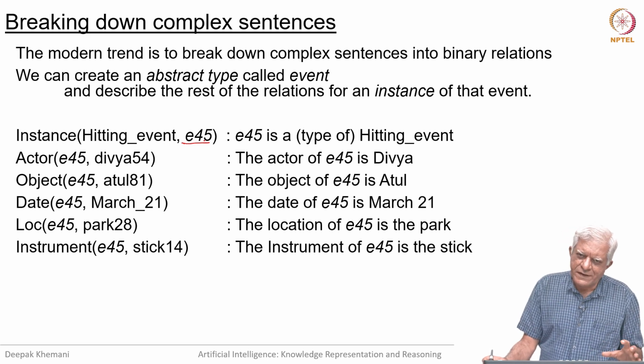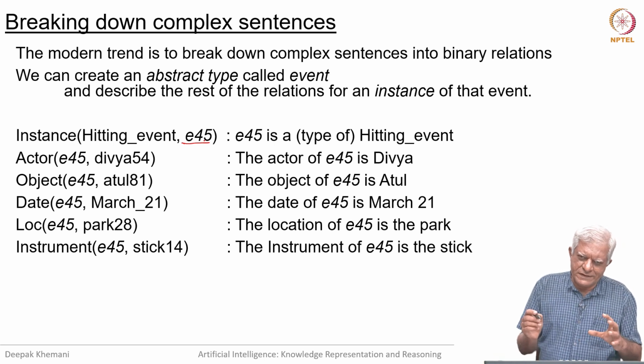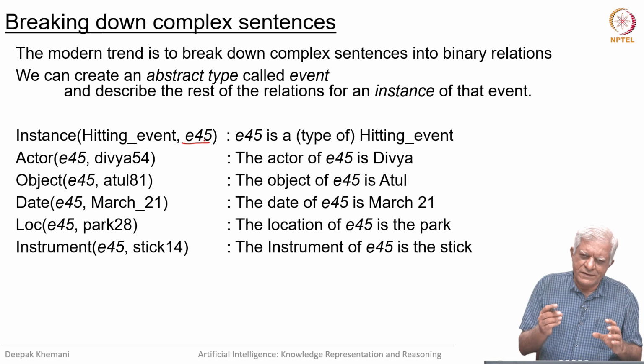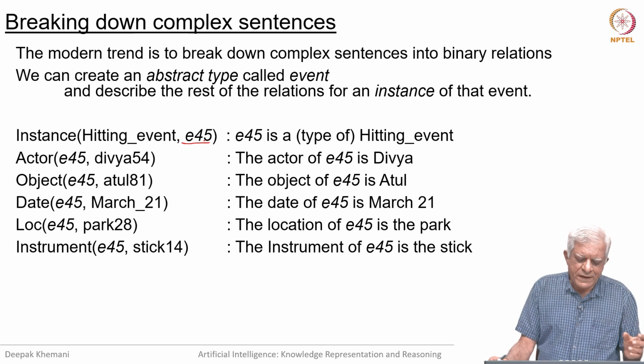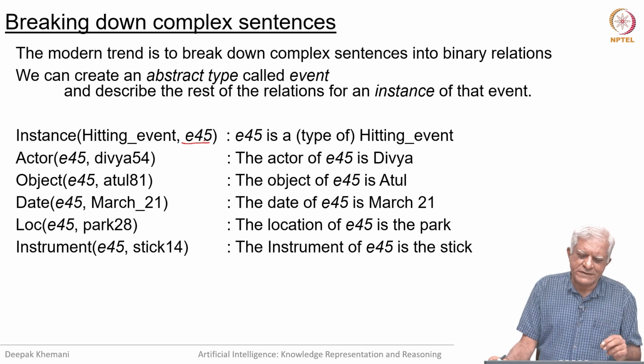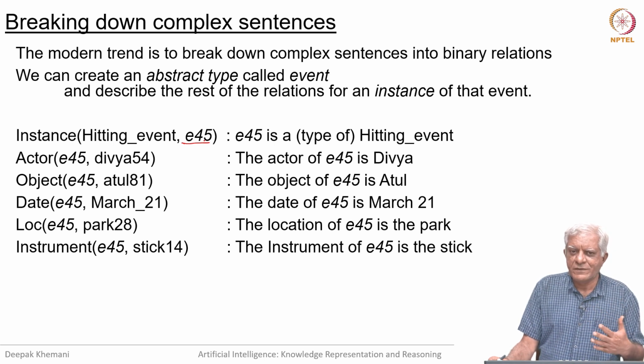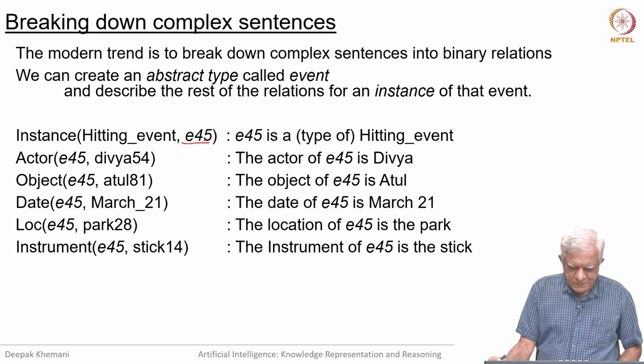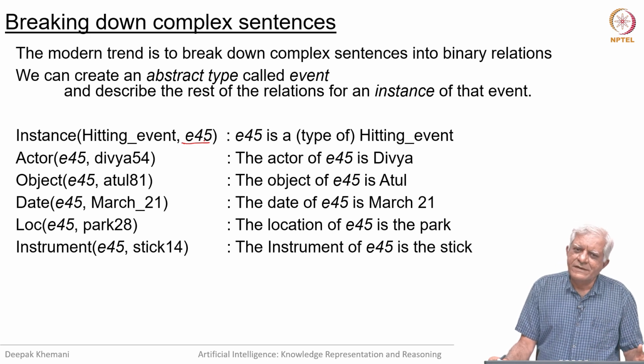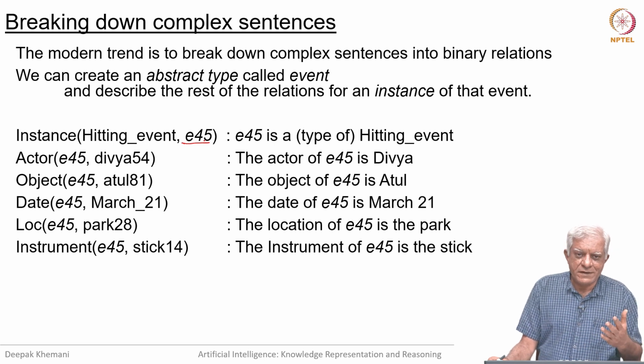So, in this manner, what we have done is we have broken down these relationships between many elements, the actor, the object, the instrument, the date, the location, and there could be other things also, and associated each of them with an abstract entity called E45, which is an instance of an event. So, we are moving towards a more systematized way of representing things. And as we will see, this move will help us move towards representing information and knowledge which can be accessed by different programs over the internet.